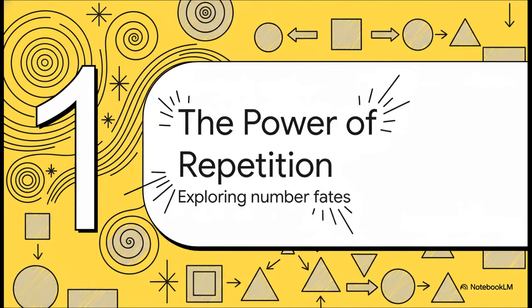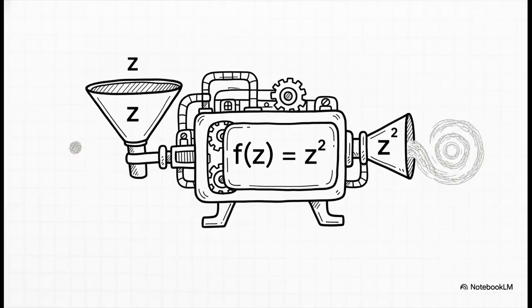Okay, so how does this actually work? We've got to start with the basics. We're going to explore, let's call it, the fate of a number when we keep applying a really simple rule to it again and again. And here's our rule. It is about as simple as you can get. f(z) = z squared. All we're doing is taking a number, let's call it z, and squaring it. That's it. Seriously, this one tiny function is the engine that's going to drive everything we're about to see.